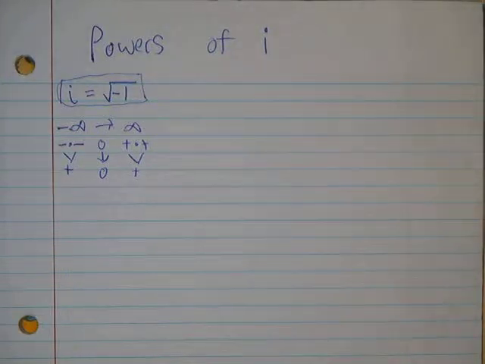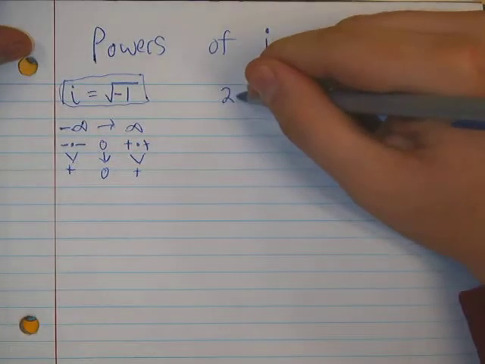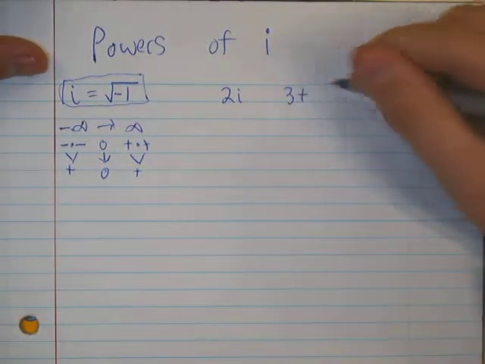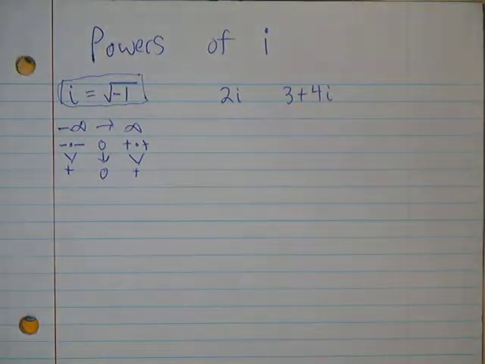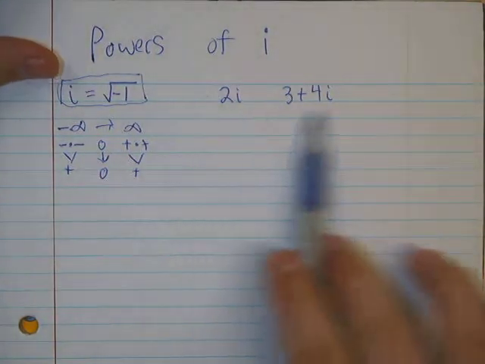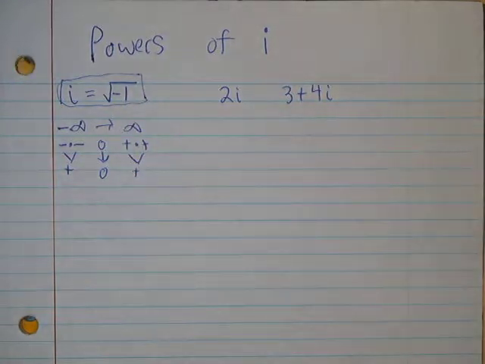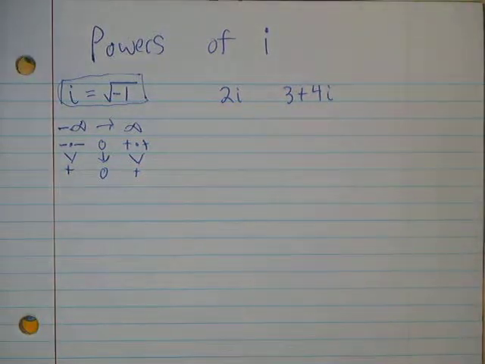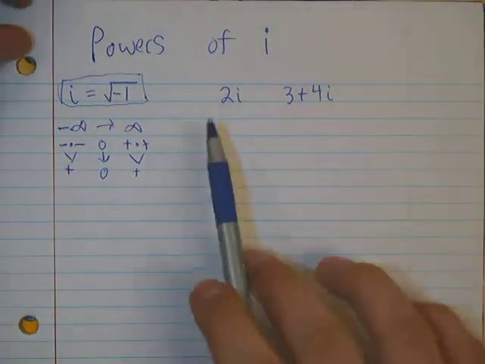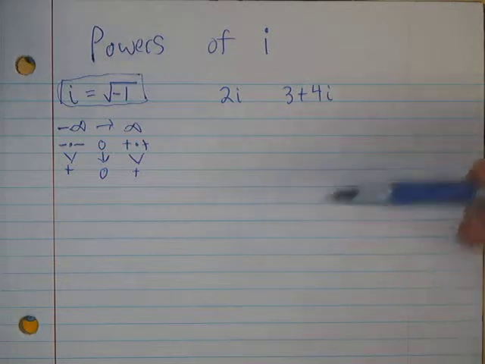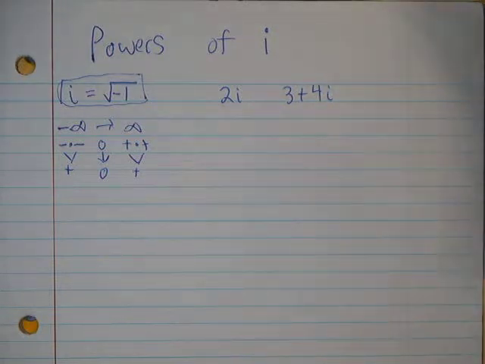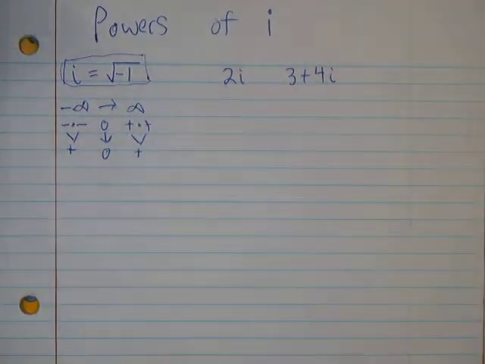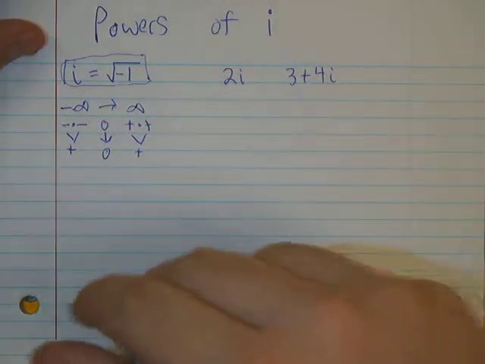So we created a whole new branch of mathematics dealing with what's called the complex number system. Now, complex numbers are things like 2i or 3 plus 4i. They're just numbers with this imaginary component. They can even be real numbers with an imaginary component attached to them. But I digress. This is about the powers of i and how to simplify expressions with i.